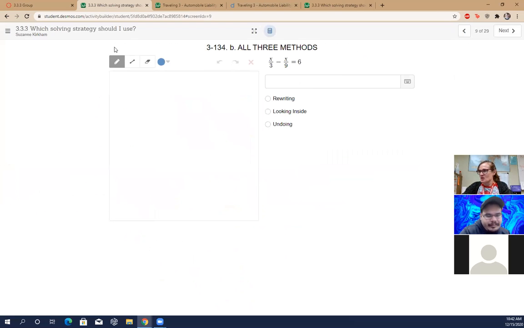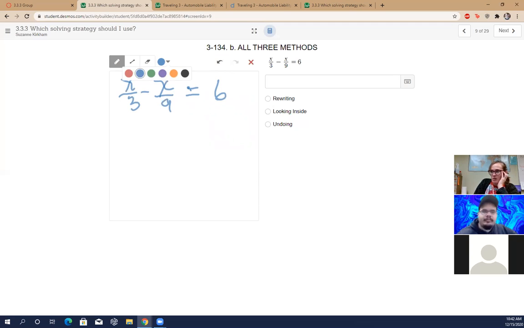All right, page 9. We've got fractions. So do you guys remember what method we use when we're trying to work with fractions. Isn't it undoing? Yep, it's undoing. Because we're going to undo the fractions. Okay. So what we need to do is come up with our common denominator. So we've got a 3 here and we've got a 9 here. What can we use for our common denominator? 9. Yep, we can use 9.